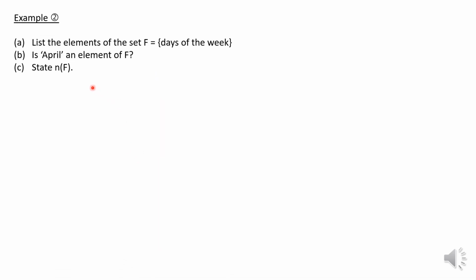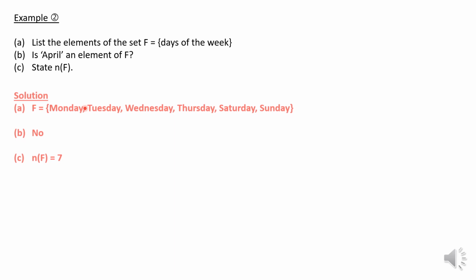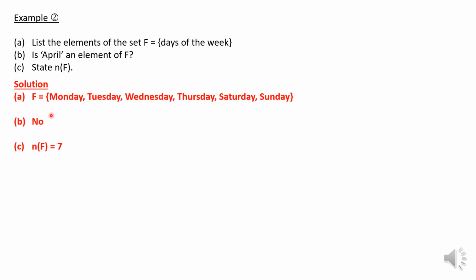Example 2, list the elements of set F, which is equal to days of a week. Now, the second part is asking, is April an element of F? And then we have to state the number of elements in set F. So this is quite straightforward. You know that there are 7 days in the week, so the number of elements of set F will equal 7. And April is not a weekday, it's a month, so it's therefore not an element of the set.